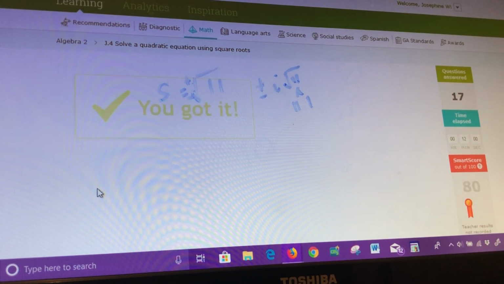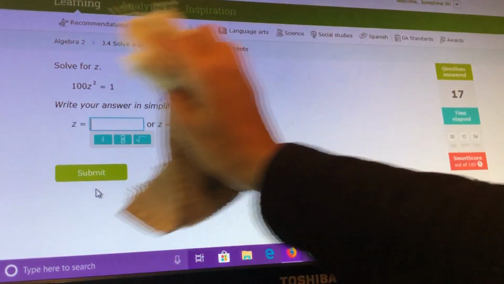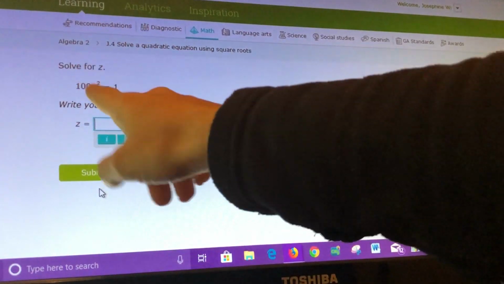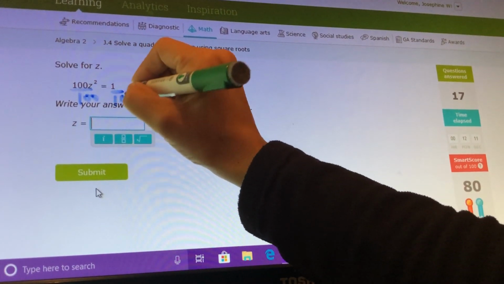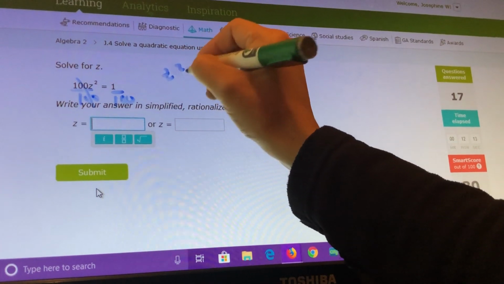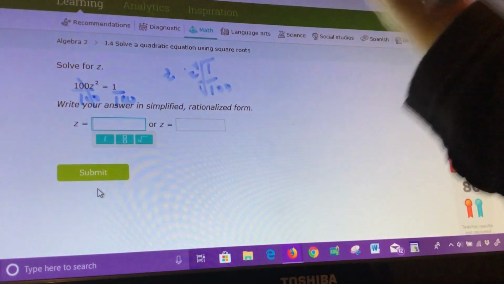So I didn't even have to solve it. I should have read the question. So 100 is good enough, but I'll do one more because we're going to stop at 80, but I'll do one more. So divide both sides by 100. So z squared equals 1 over 100. Take the square root, so plus or minus.